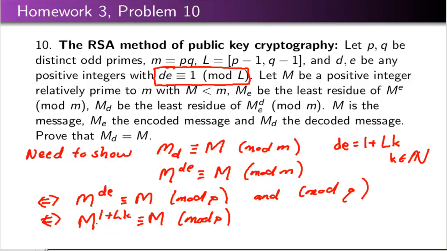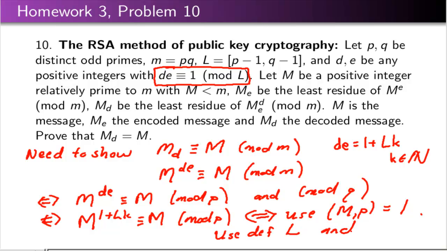You can see the M to the first power over here, and our assumption is that capital M is relatively prime, so I can cancel that out. So I'm going to use the fact that gcd(M, p) equals 1 now, and then finally use the definition of capital L and Fermat's little theorem. So capital L is a multiple of p minus 1.